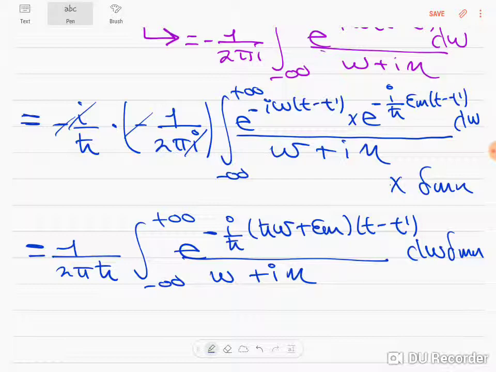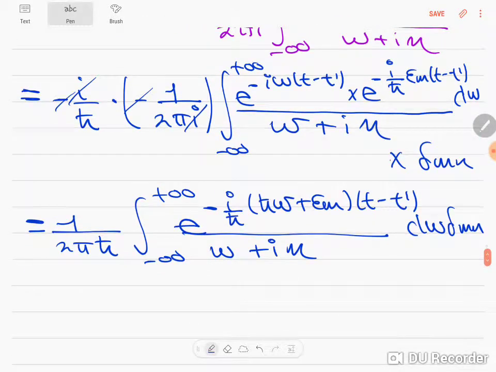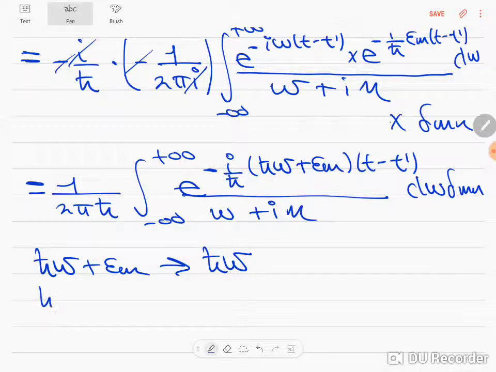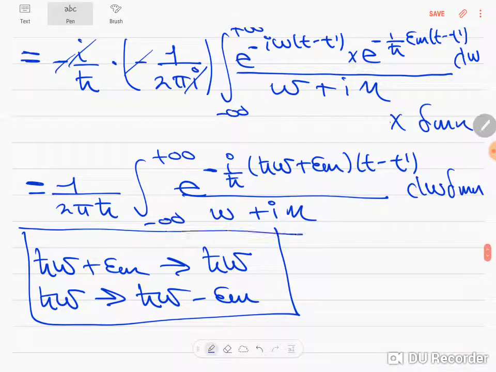There is a trick that we have to perform at the moment, which is the following. Let's see what happens if we do this. Let's say that we do this change of variable here, which means that h bar omega will go to h bar omega minus E_m. That's what this change of variable means. And then d omega will just go to d omega, so there's no problem.